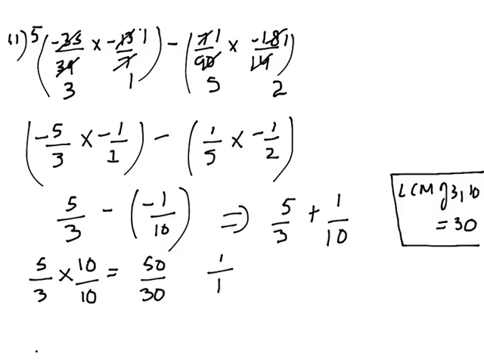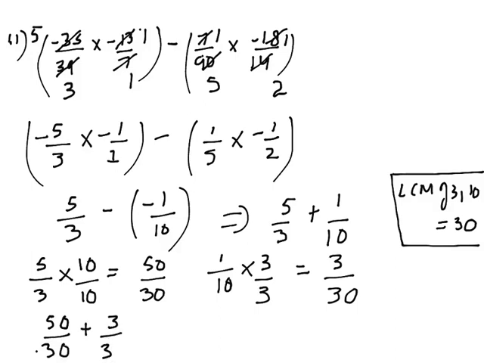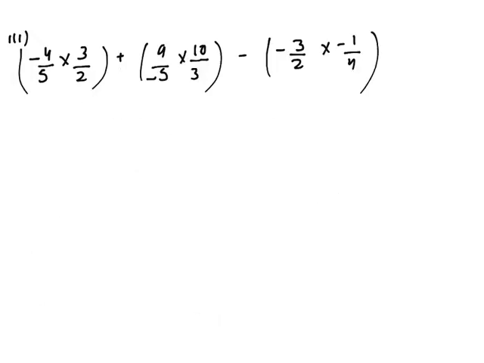Next we have 1 by 10. Here if we multiply 10 by 3 we get 30, so we take the same action with the numerator. We will have 3 by 30. Now we will replace these numbers. So we have 50 by 30 plus 3 by 30. Now we will add these two. We will get 53 by 30. So this is our final answer. If the question demands, we can change it into a mixed number. Otherwise we can leave it like this.